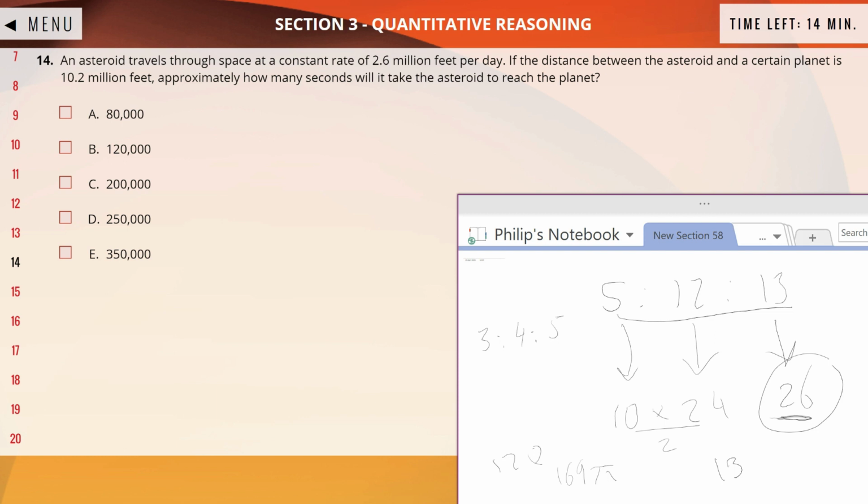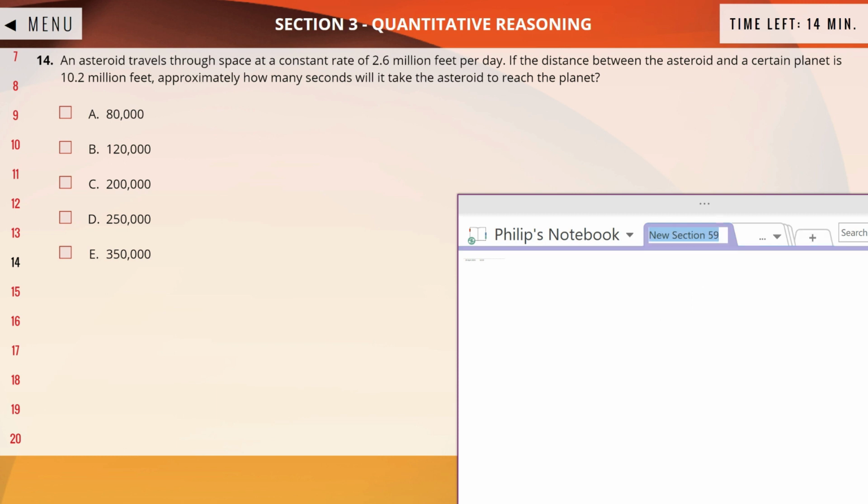Anyway, this one. An asteroid travels through space at a constant rate of this. If the distance between the asteroid and a certain planet is that, approximately how many seconds will it take the asteroid to reach the planet? Well, 10.2 mil divided by 2.6 mil is about 4, right? 2.6 goes into 10.2 about 4 times, roughly. So therefore it will take 4 days, right? 2.6 million feet per day. So after 2 days, like 5.2 million. After 4 days, 10.4 million. So basically 4 days, just under 4 days.